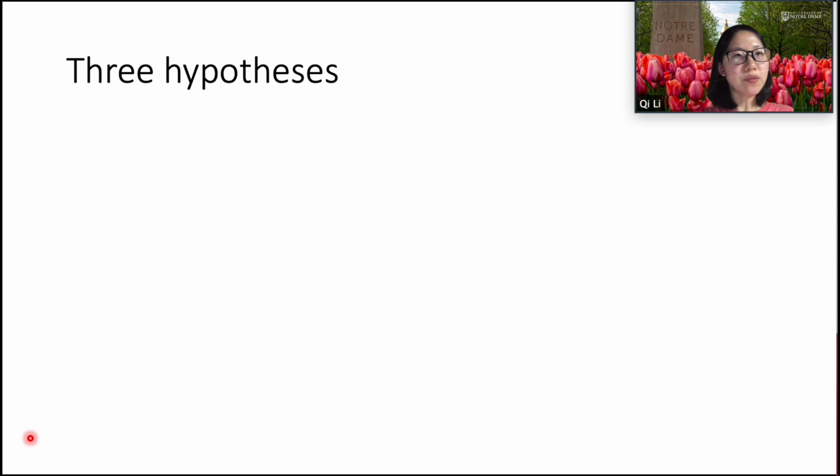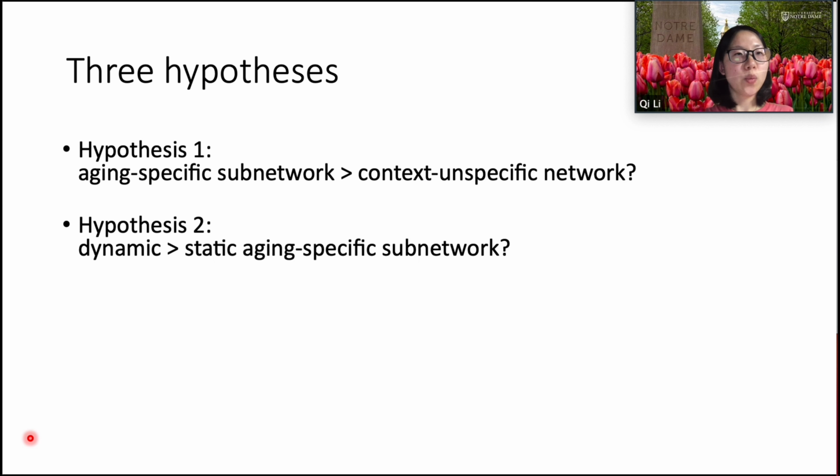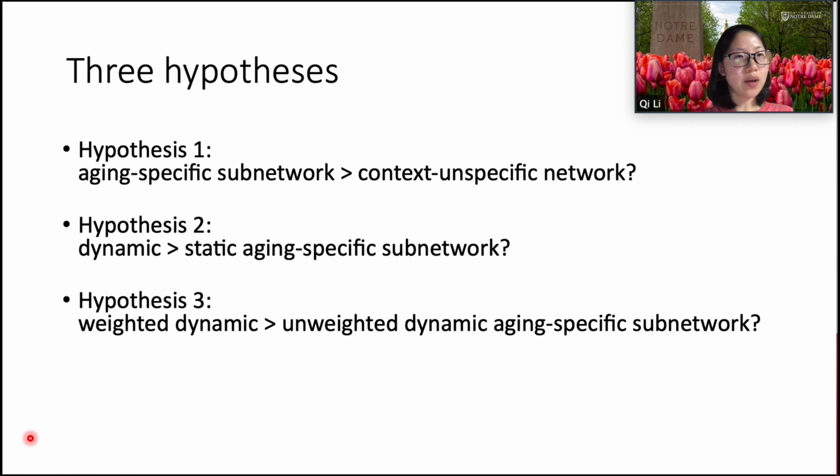Formally, we aim to test the following hypotheses. First, whether using any of our aging-specific subnetworks is superior to using a context-unspecific PPI network. Second, whether using any of our dynamic aging-specific subnetworks is superior to using its static counterpart. Third, among our dynamic aging-specific subnetworks, whether using our weighted one is superior to using its unweighted counterpart.